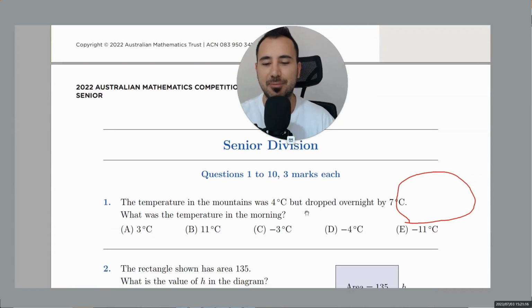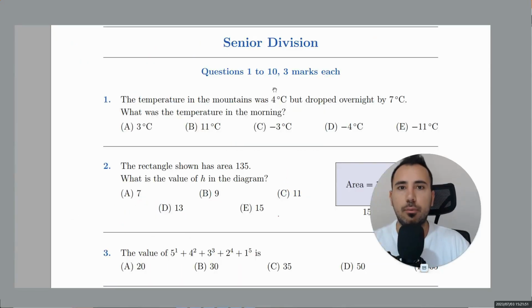Okay, let's start. Again, as you know, questions 1 to 10 are usually very easy, so I'll be doing them very quickly. Question 1: the temperature in the mountains was 4, but dropped overnight by 7. What was the temperature in the morning? So basically it's asking 4 minus 7, which will be -3.